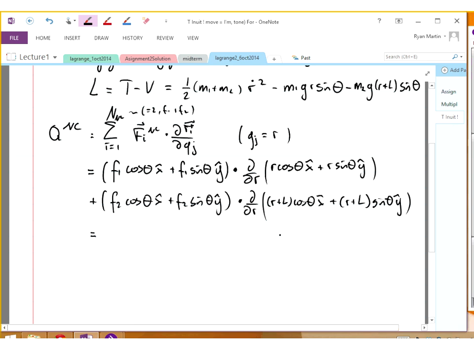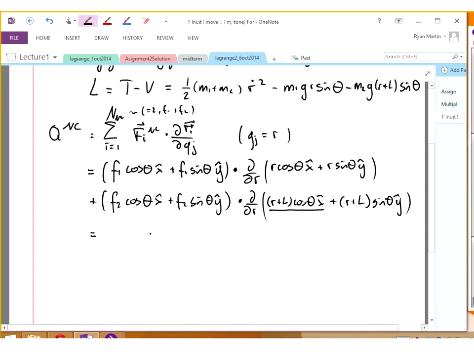And on the second one, on F2, it also removes the L, because for example, if I look at the x component of the term that I've underlined, that actually has two parts to it. It's r cos theta plus L cos theta, both times x hat. And if I take the partial derivative with respect to r, the term that has just L cos theta x hat, that partial derivative is 0. Right, so when I take the partial derivative, all it does is make both those terms be cos theta x hat plus sine theta y hat.